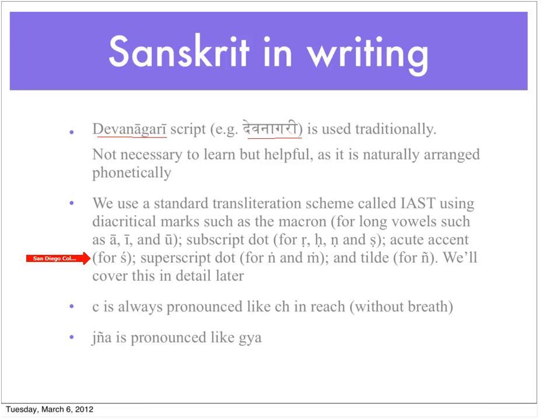And don't worry, we're going to go over this in a little bit more detail later. This is just a quick intro. There's a superscript dot that's used for ng, and then there's a tilde. We're going to cover all this later in detail. In this transliteration system, c is always pronounced like the ch in reach without breath. So you'll see ch, for example. And this combination of j and n with a tilde is pronounced like gya. So therefore we have jnana, like jnana yoga.